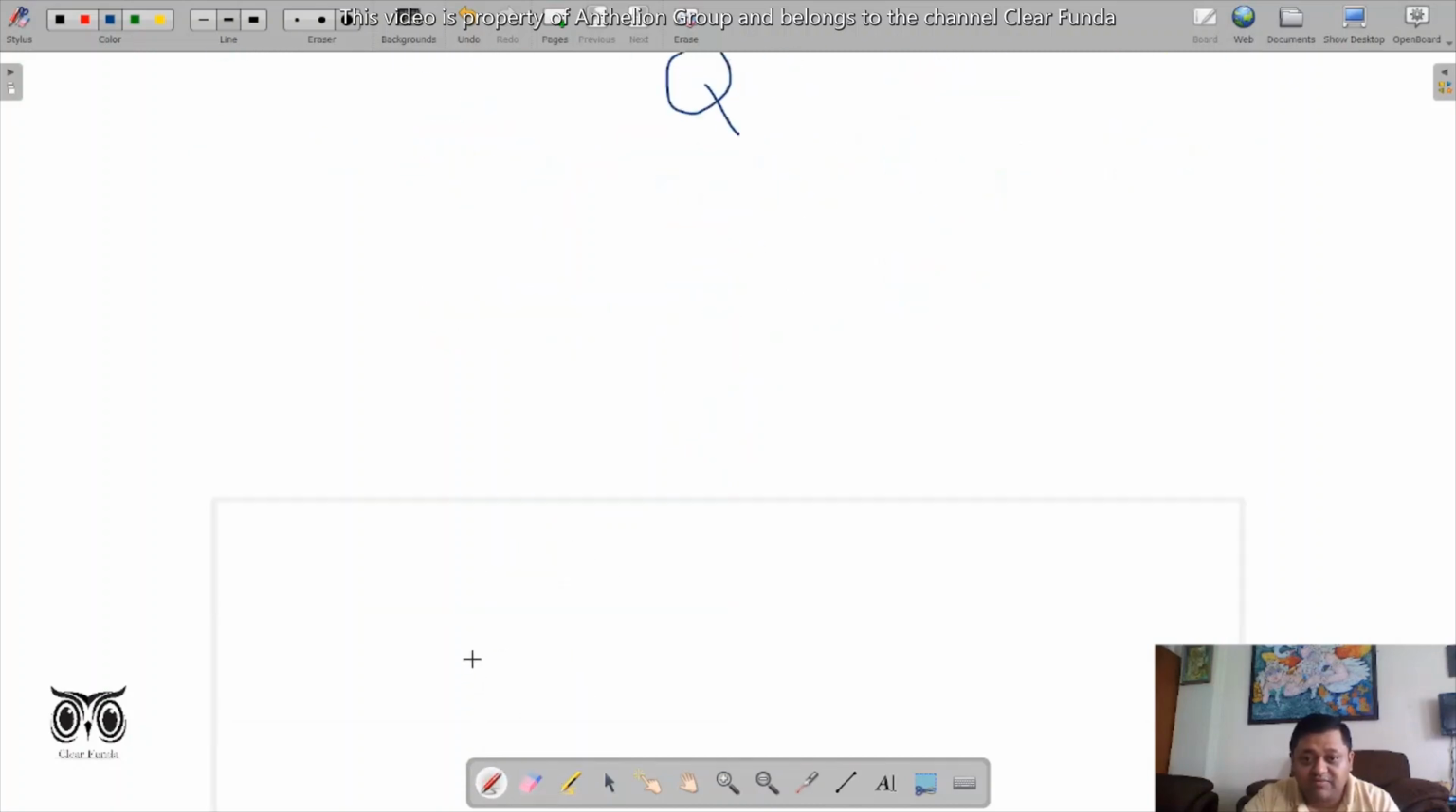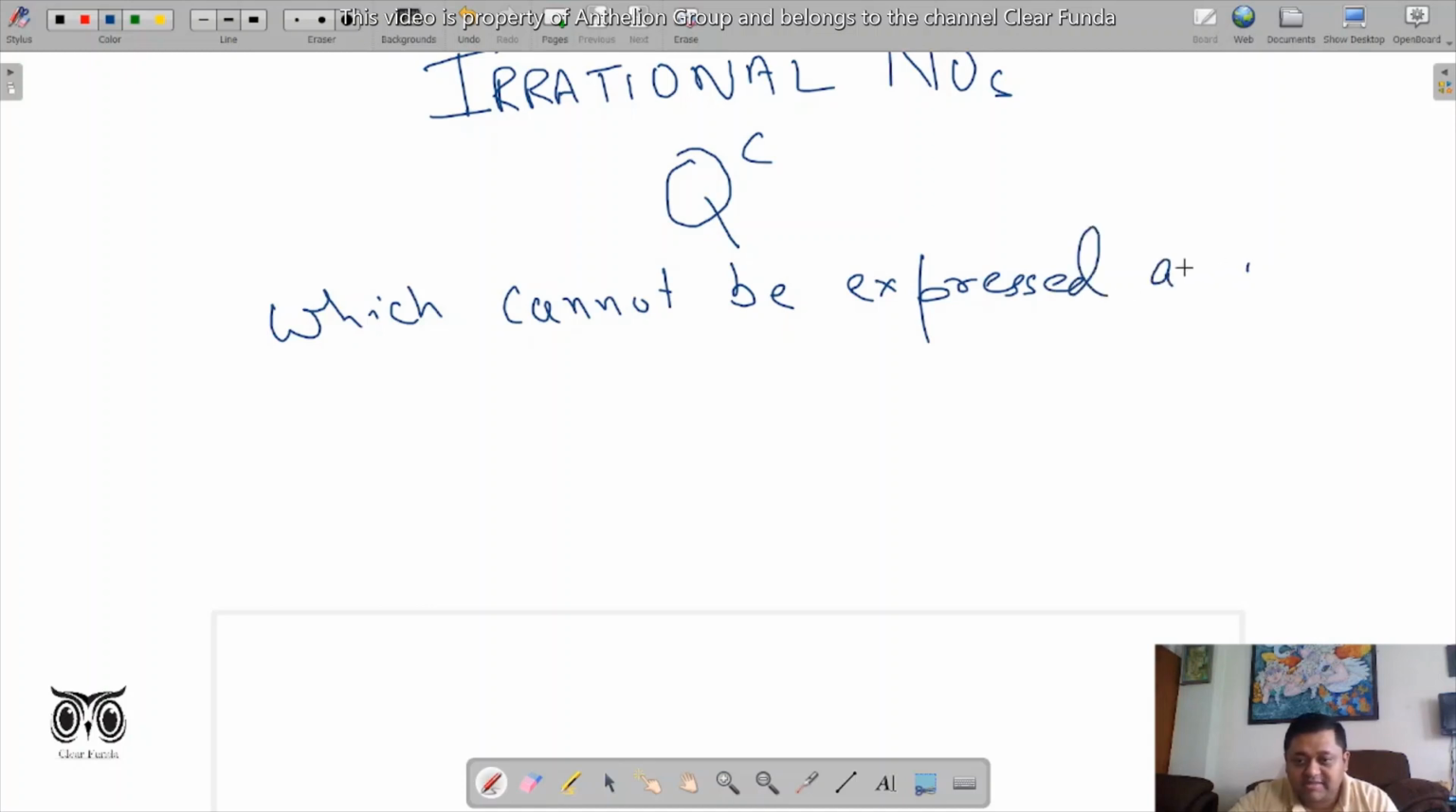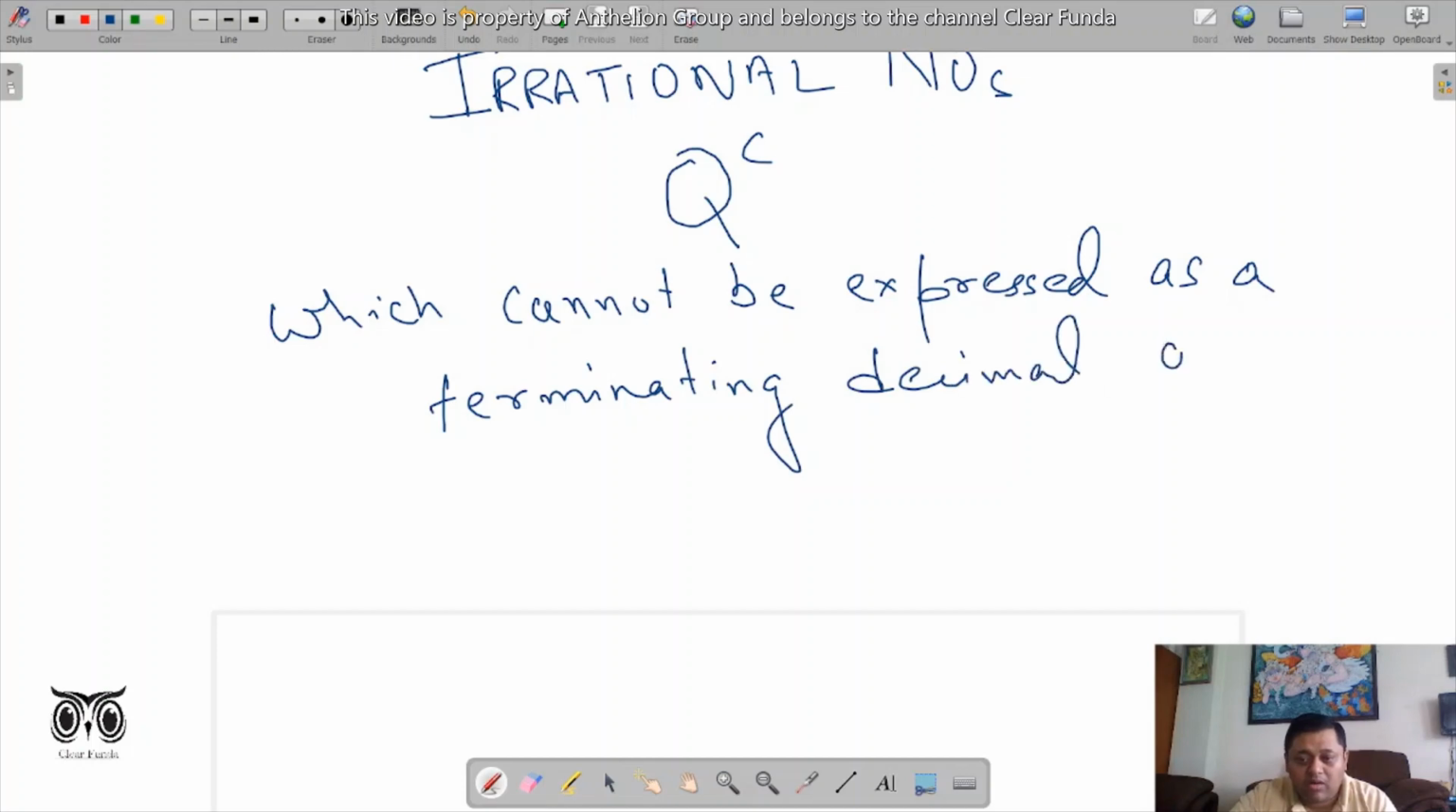Now in irrational number, first let us understand what is an irrational number. Well, an irrational number is that number which cannot be expressed as a terminating decimal or a non-terminating repeating decimal.